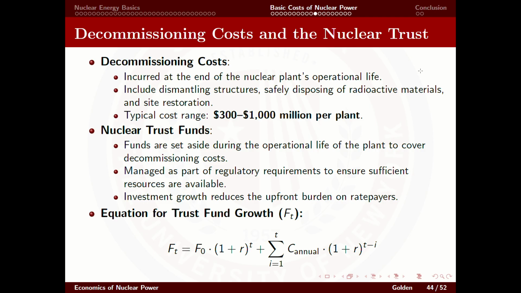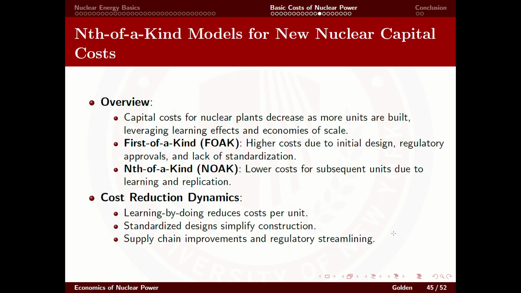So basically, you put the investment in a trust fund, and you have it grow because you're investing in interest-bearing or long-term assets. So here you have F of t equals F of 0, how much you really put in, plus its growth, plus C annual, which is the annual investment in the nuclear trust fund, times the rate of growth times the number of years since that last investment. And finally, that's how you think about cost as a whole.